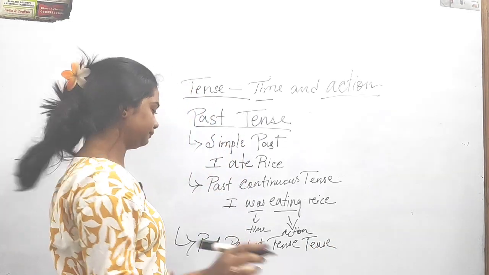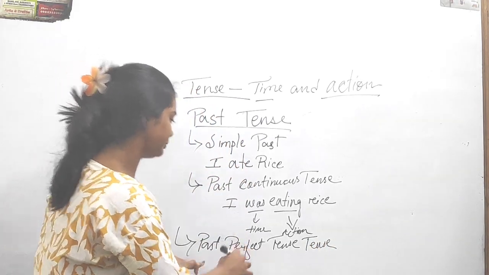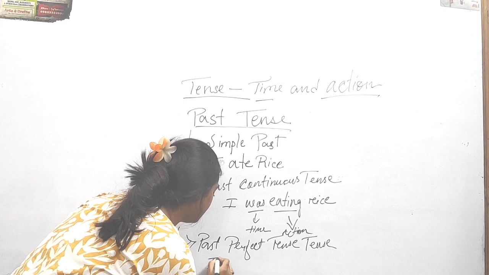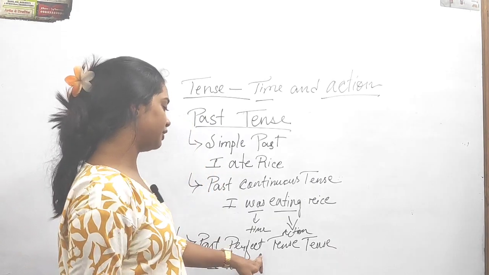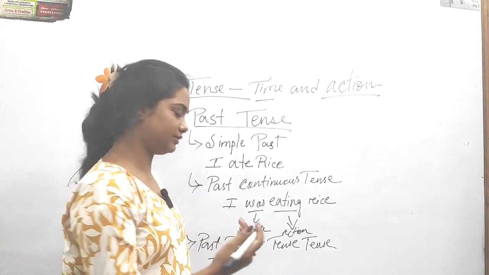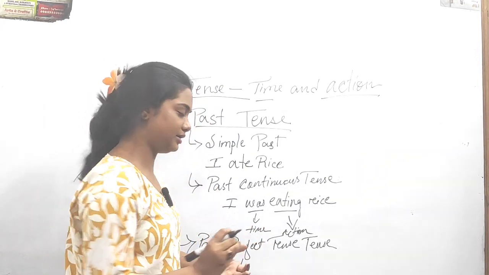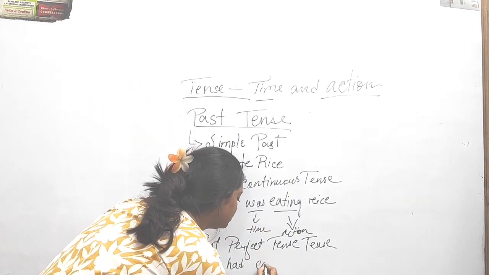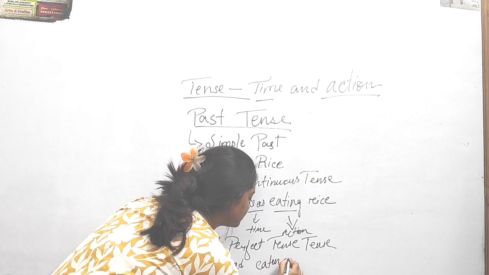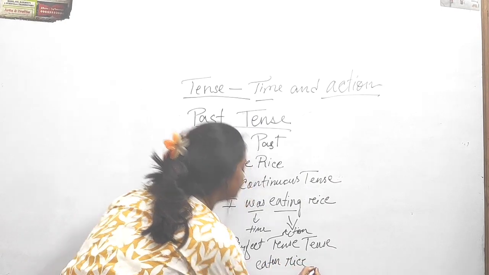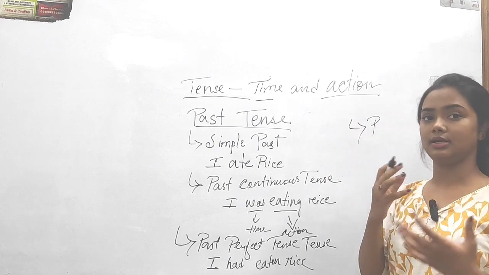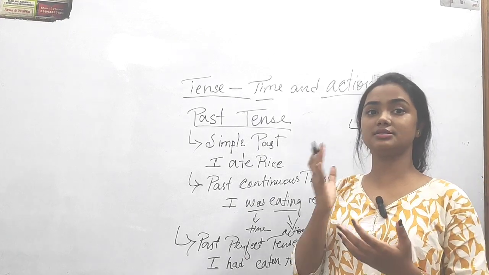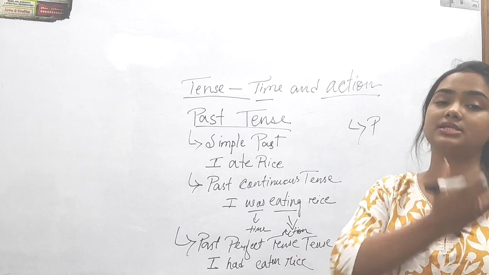So it's the same past, so it will be "I had", perfect tense, and the action has just completed. So, I had eaten rice. Right? Now let's move on to the past perfect continuous tense, which tells you that it was in the past, but it's still going on.